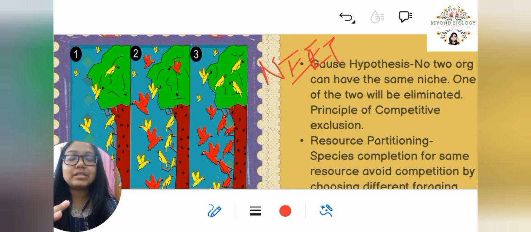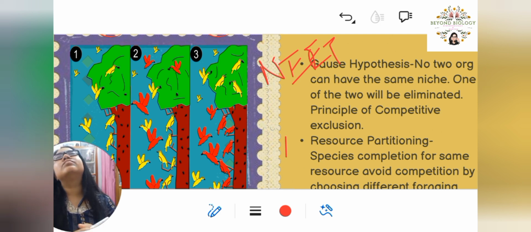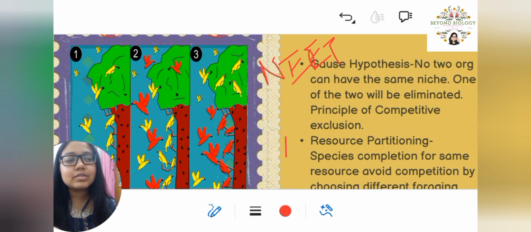So the Gause hypothesis states that no two species, or I should say no two individuals, maybe of the same species or of different species, cannot stay in the same place if they have the same resources. For example, if there is a hyena feeding on some small animals, and there is a cheetah or some other animal also feeding on the same animal, they cannot coexist in the same place. They have to change their resources, or they have to change their place of living. This is a very important thing.